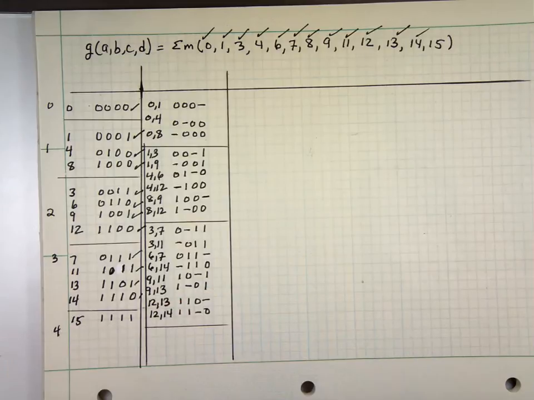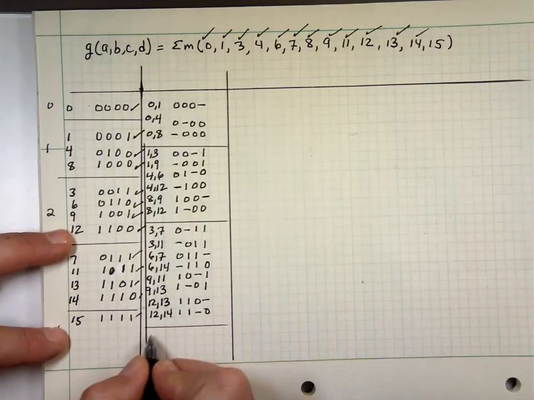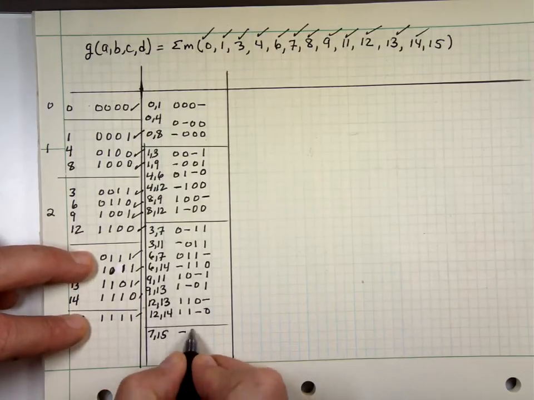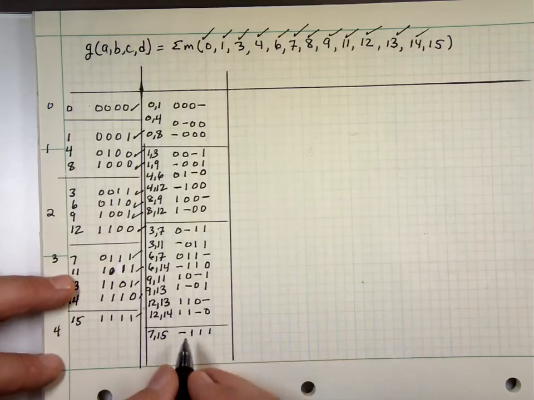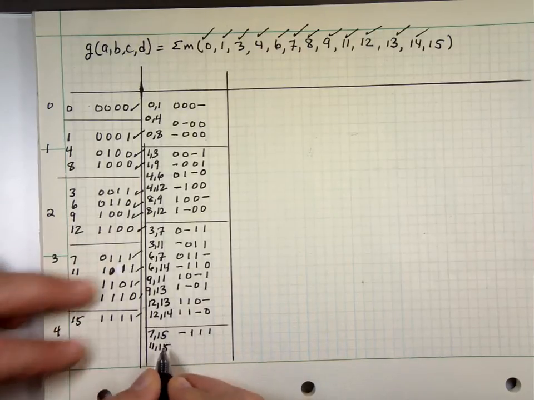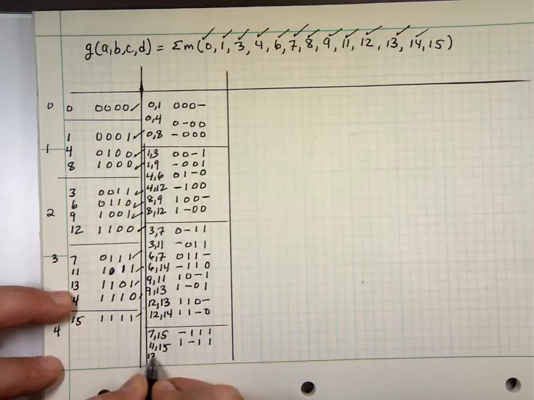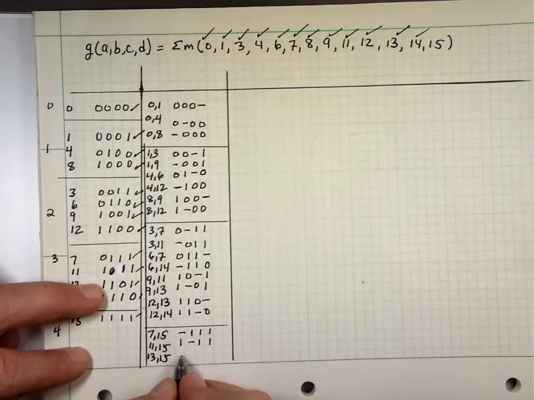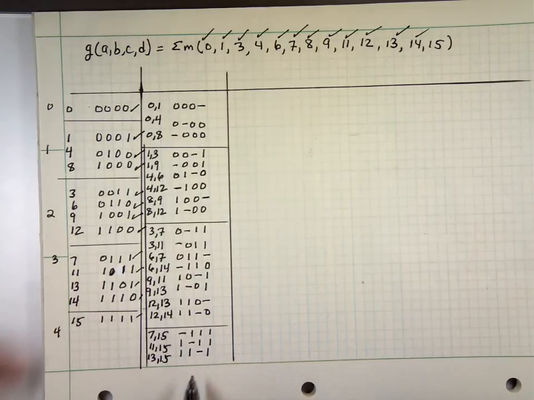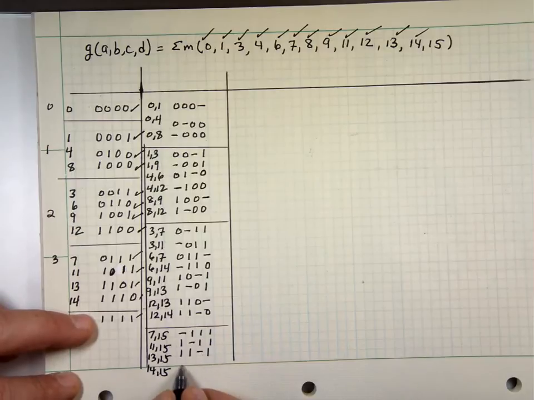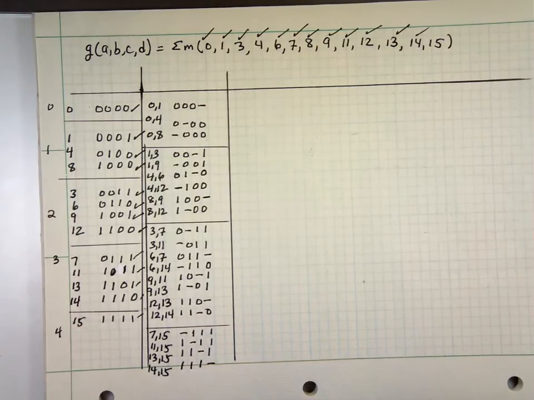And now we're going to have 5 more. 4 more. 7 and 15. Dash 1, 1, 1. 11 and 15. 1, 1, 1. 13 and 15. Dash 1. 14 and 15. Dash 1. Just a bunch of vertical and horizontal lines.